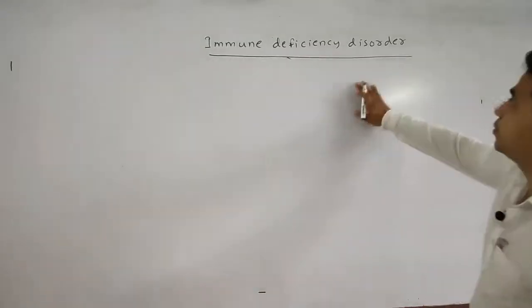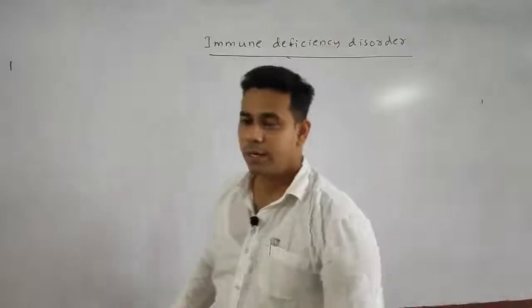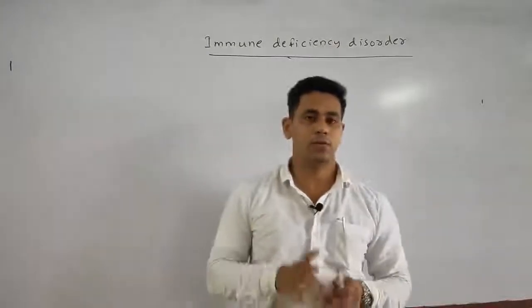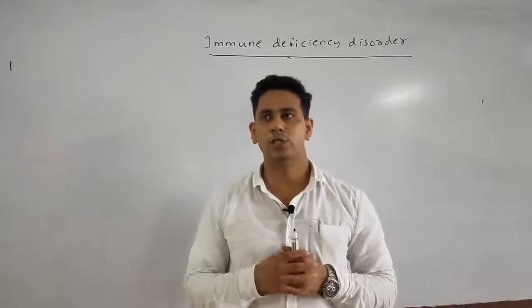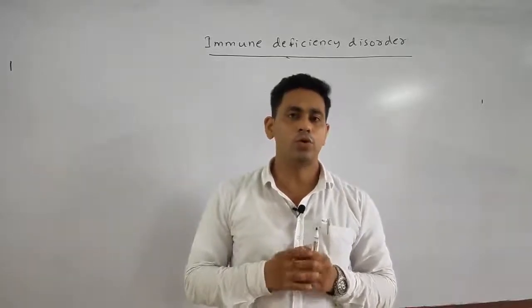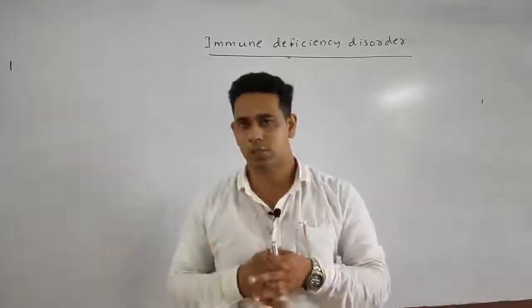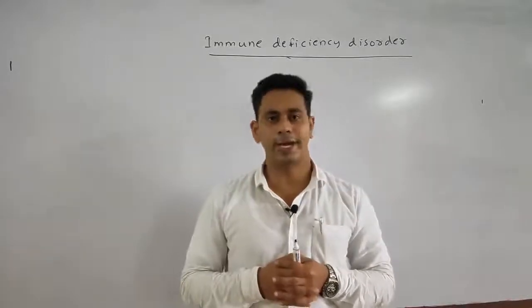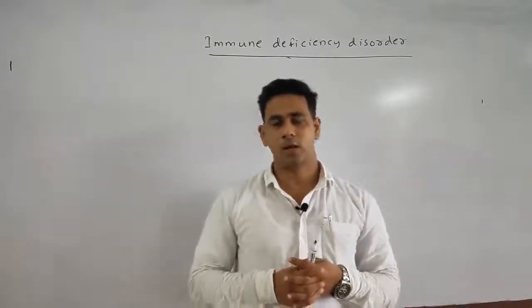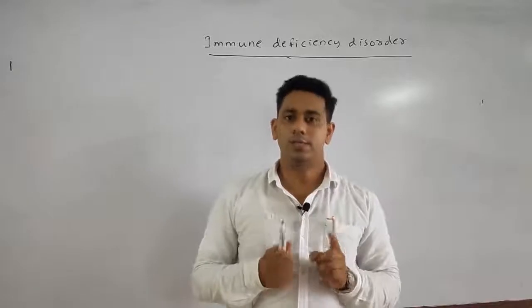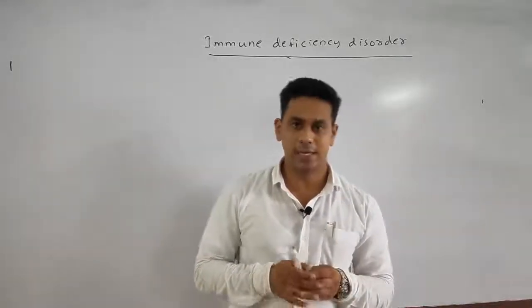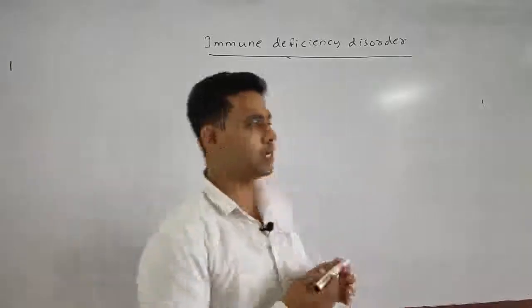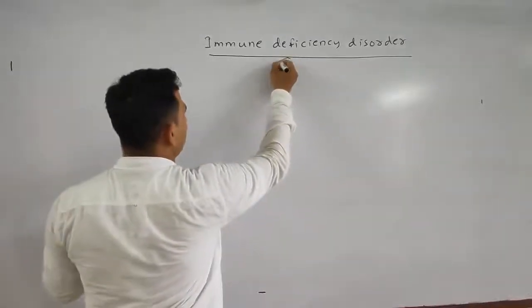Next, come to immune deficiency disorder. It is a disease or disorder in which a person is unable to create or form the immunity system, or is unable to form the antibody against the antigen. So, the immune deficiency disorder can be of two types: primary immune deficiency disorder and secondary immune deficiency disorder.